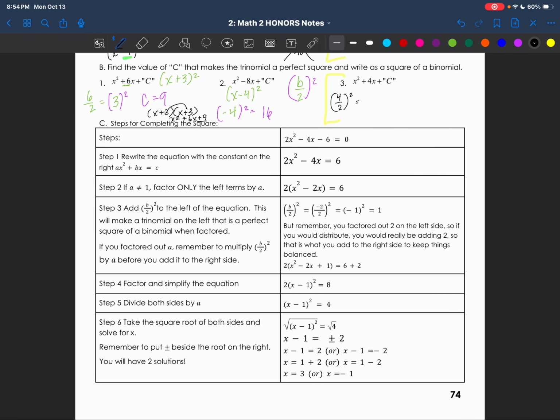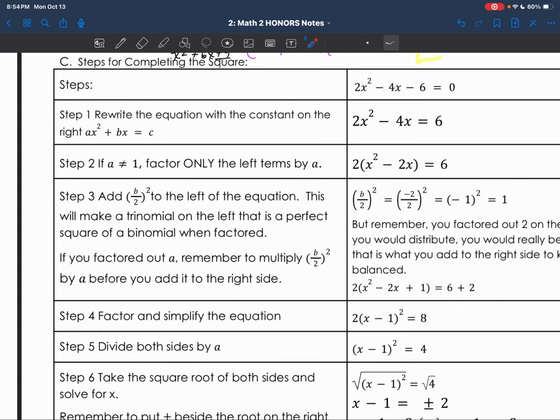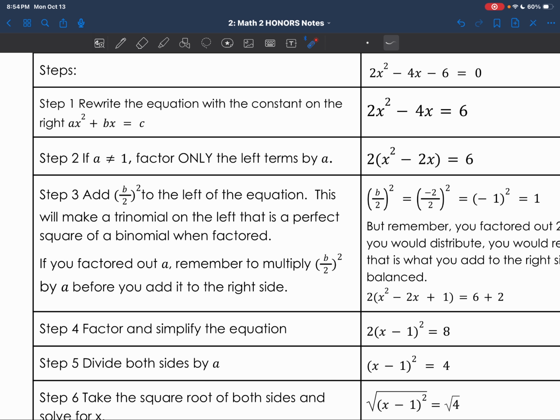Alright, so now we're going to talk about completing the square. You're going to rewrite it, but this time, before we always wanted to set it equal to 0, this time we're going to have the constant on the right. So you're basically subtracting c to the other side. In this case, we're going to add 6 because we're moving the c to the other side. So now, factor only the terms left. We're basically ignoring this for now, and we're only looking at this side.